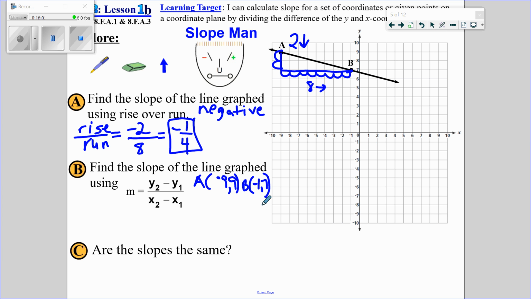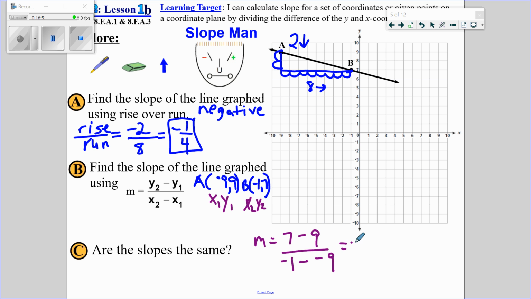Okay, let's label our points. Negative 9 is x1, and 9 is y1. That's our first set of coordinate pairs, x, y. B is negative 1, so negative 1 is x2, and then I have y2. Now we're going to use the formula. I'm going to come down here, m equals, because there's no room, y2, which is 7, minus, because it's the change, 9, which is my y1. Now my x2 is negative 1 minus, and my x1 is negative 9.